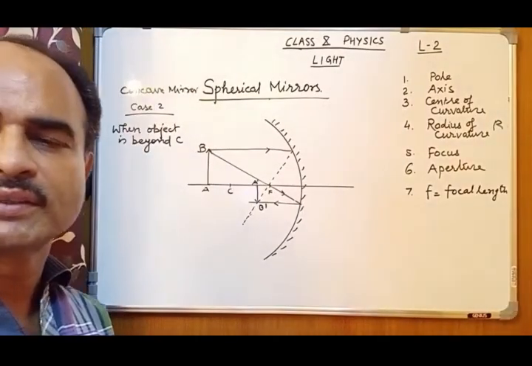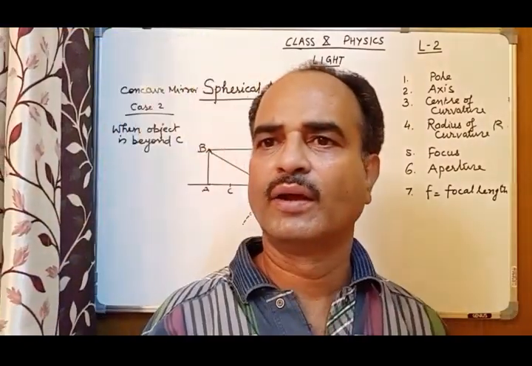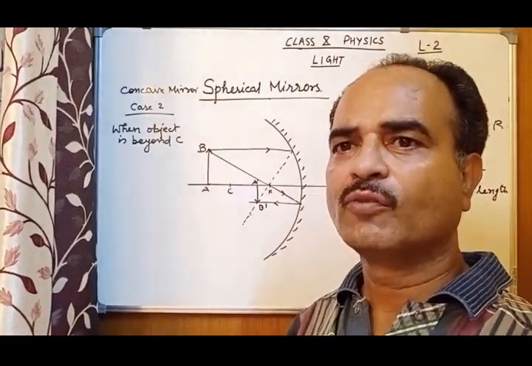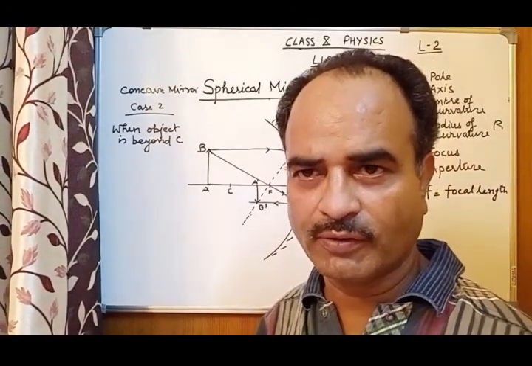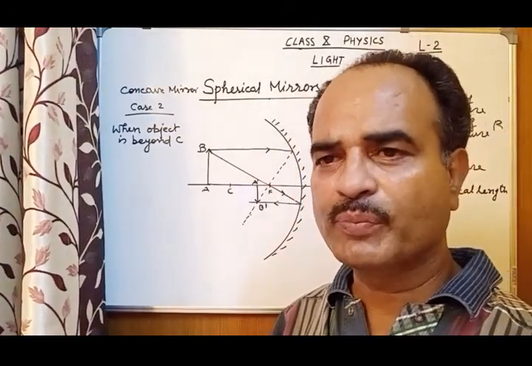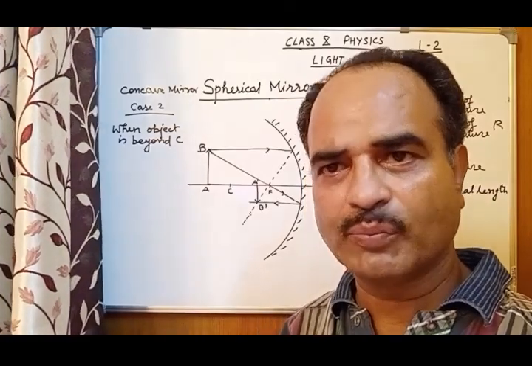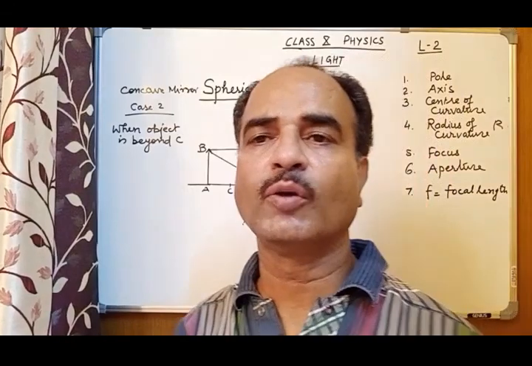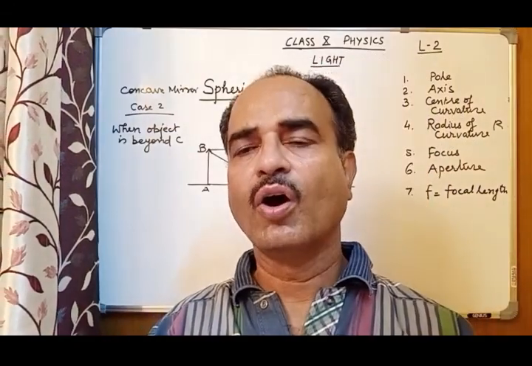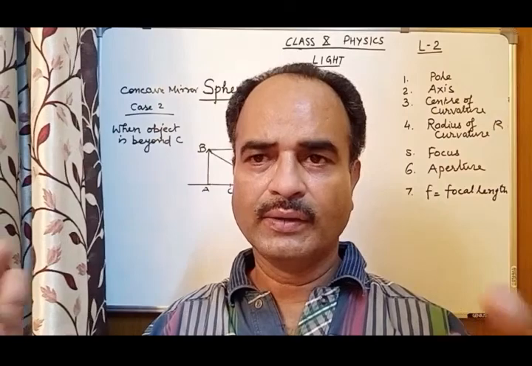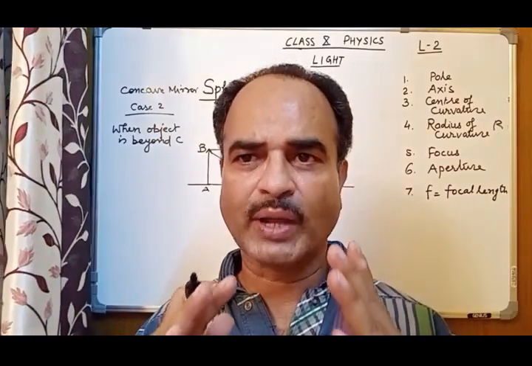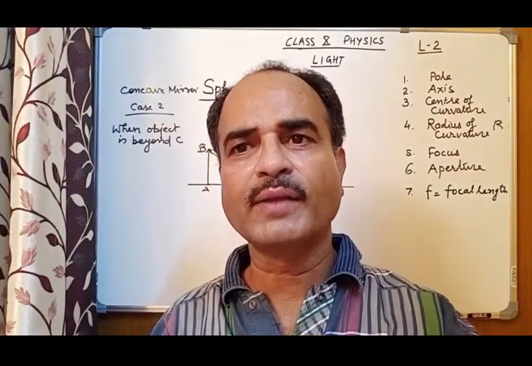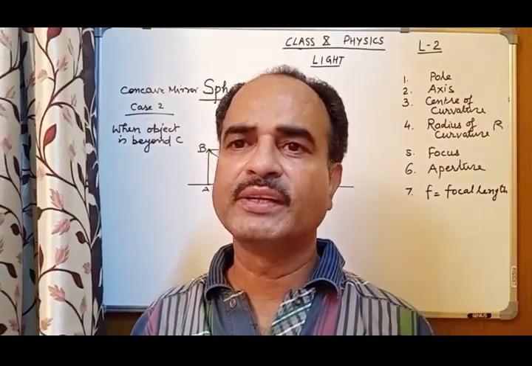So now let us discuss the cases one by one: what happens in different cases, and what the image formation is in the concave mirror when the objects are placed at different distances on the principal axis. In the first case, we have already discussed that when the object is placed at infinity, all the rays strike the reflecting surface parallel to the principal axis, and after reflection they get focused at the focus point, and a highly diminished real image is formed.